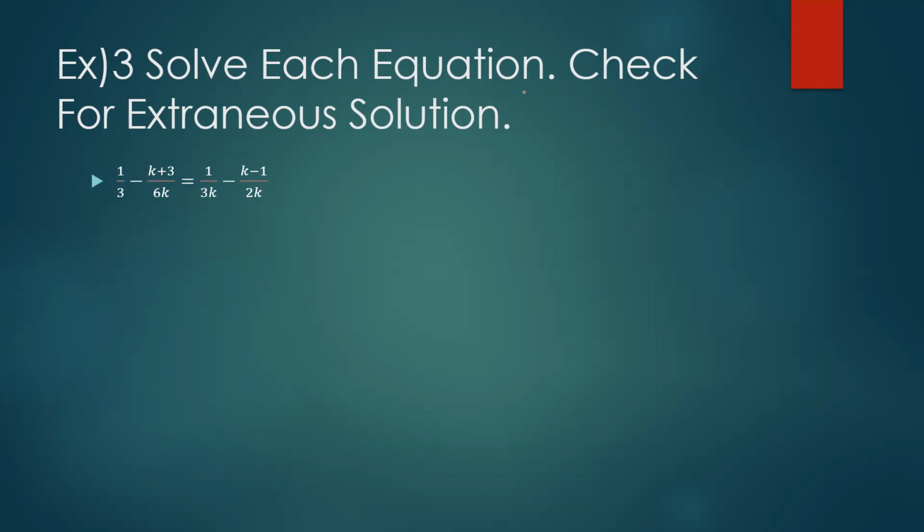So this time we have 4 sides. So we're going to multiply all 4 sides by the LCD, so let's look at our numbers on the bottom. We have 3, 6k, 3k, and 2k. 6 can be broken down as 3 and 2. So 6k can be broken down as 3 times 2 times k.